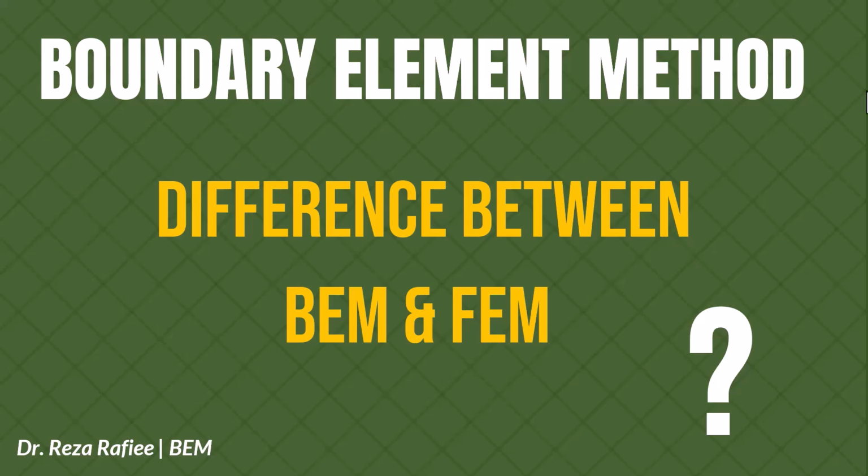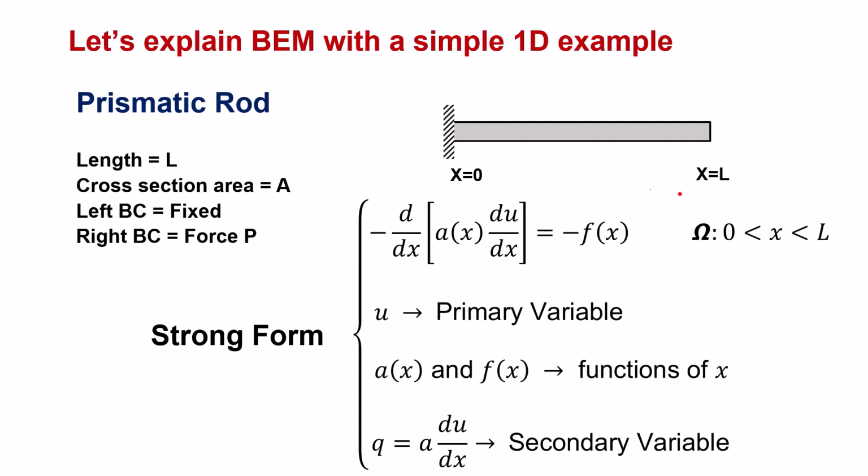Let's get started. To understand the boundary element method, let's start with a simple one-dimensional example, a prismatic rod. The rod has length L and a constant cross-sectional area of A. At the left, it's fixed at x equal to 0, and at the right, it's free at x equal to L. The governing differential equation, shown here, represents equilibrium in terms of the displacement u.